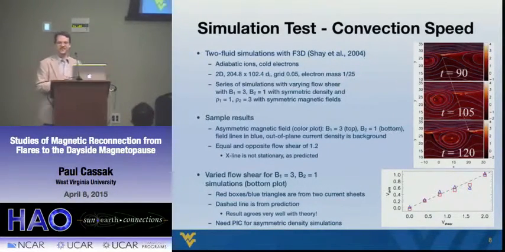Yes, this is definitely without guide field. Right, all without a guide field. It turns out a guide field introduces another interesting effect, which we have not included. So we definitely need to include that for applications.